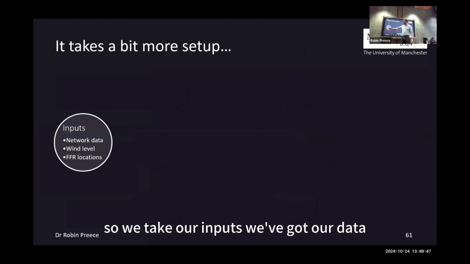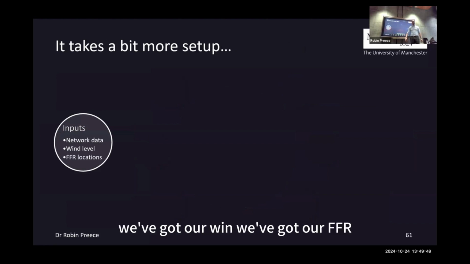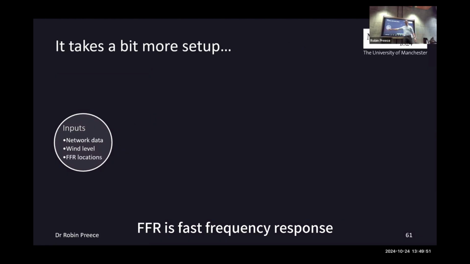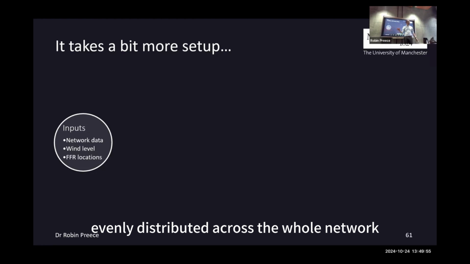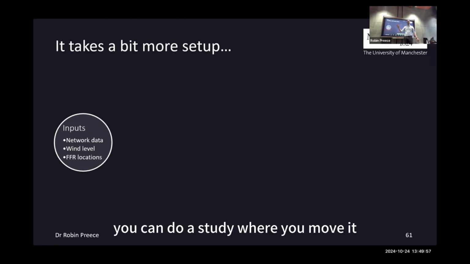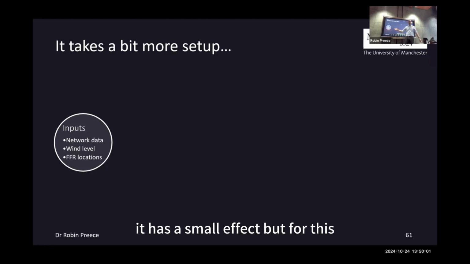So we take our inputs, we've got our data, we've got our wind, we've got our FFR. We're just going to assume for this, FFR is fast frequency response. I'm going to assume that that is just evenly distributed across the whole network. You can do a study where you move it around and see what effect it has. It has a small effect, but for this, it's just evenly spread.